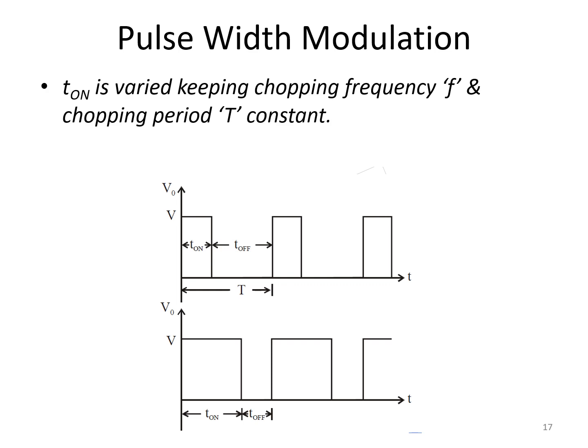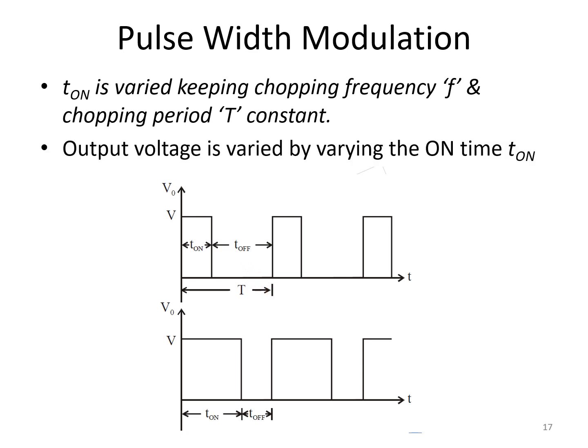For pulse width control, you can see here, this is T on and this is T off. T on can be varied whereas I want to keep T fixed. If I increase T on, obviously T off will be reduced and the total period T will be fixed. So the maximum on time possible is equal to T. T on is varied, keeping the chopping frequency f and the chopping period T constant. Output voltage is varied by varying the T on time from 0 to the maximum T.